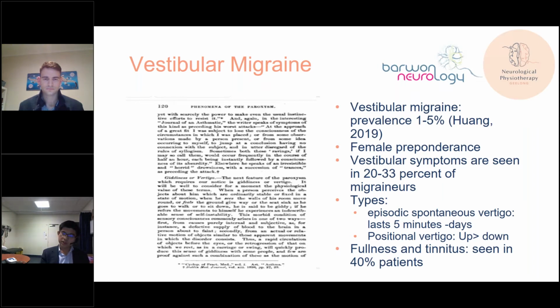There are other variants as well, which are described as positional in nature. The most common thing is that it tends to be worse on coming up versus coming down. The other aspect to mention, and this is where it can confound things, is that in approximately 40% of patients, people also experience symptoms of fullness and tinnitus as part of their experience. This can sometimes confound the picture, and we just have to be aware that this symptomatology can be part of the experience as well, and keep a much more open mind on this.